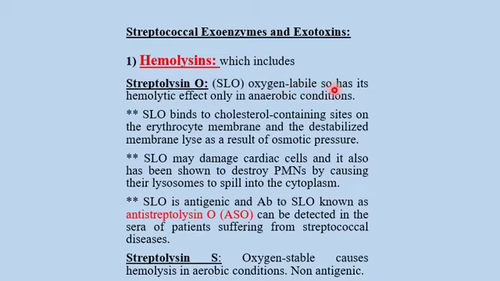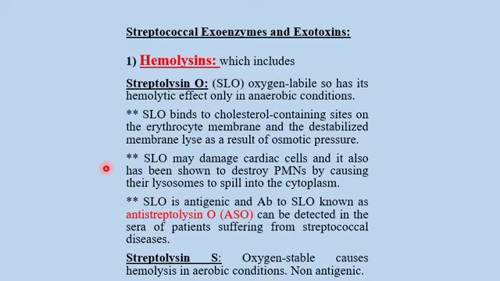This streptolysin O binds to cholesterol-containing sites on the erythrocyte membrane. This is the mechanism of action of this enzyme: it binds with the cholesterol-containing sites on the RBCs, so it causes destabilization of the membrane. As a result, lysis occurs because of the osmotic pressure. The membrane of the RBCs becomes unstable, so any change in the osmotic pressure will cause complete lysis of the erythrocytes. This explains why it is beta hemolytic, causing complete hemolysis of RBCs.